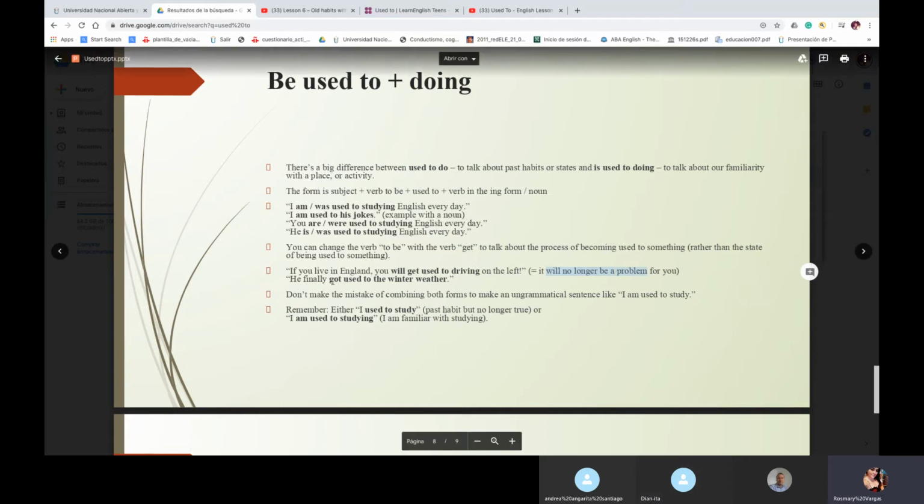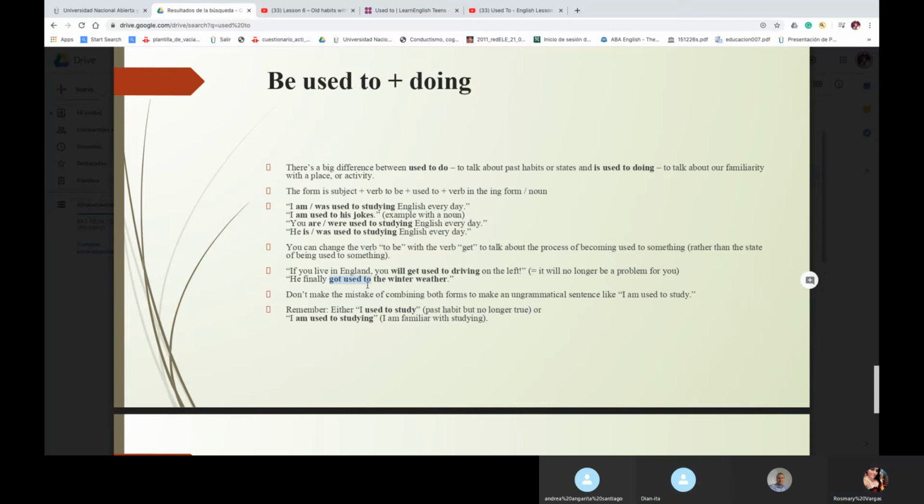So he finally got used to. Él finalmente se acostumbró. Juntos, got used to. Se acostumbró al clima de invierno, ¿no? Yes. So that is the only difference using used to. When we use get used to, we use the verb with get or the gerund, doing.